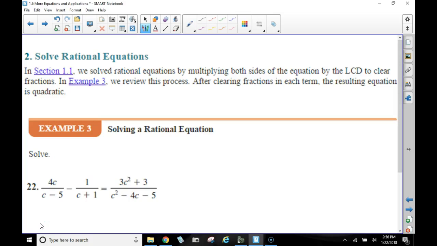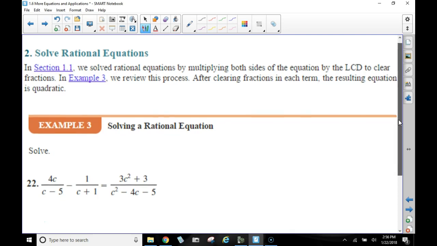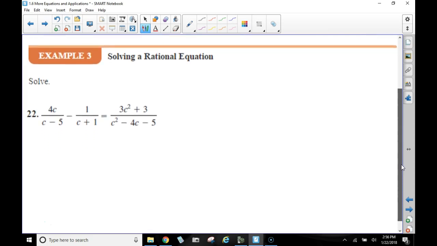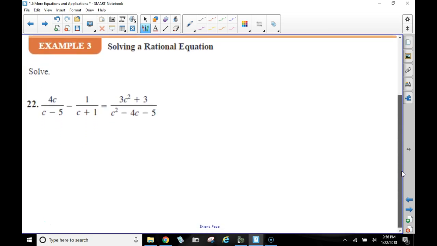Now the next type of equation we're going to look at is solving rational equations. I'm not exactly sure why this problem is in there, because to me number 22 looks a lot like what we've already solved. We are going to exclude from our solution set any value of our variable c that would give us 0 in the denominator. Then we're going to clear fractions and solve from there. So let's see how that would work.